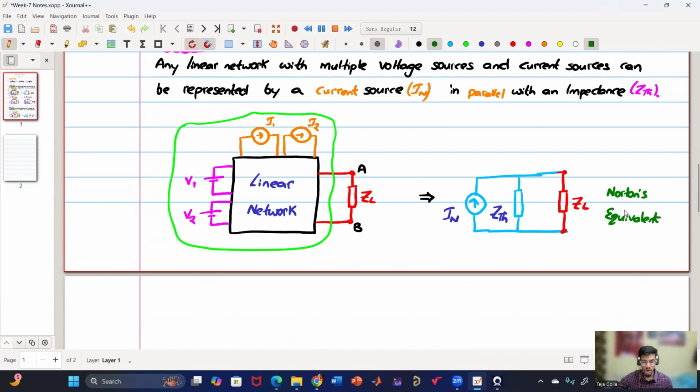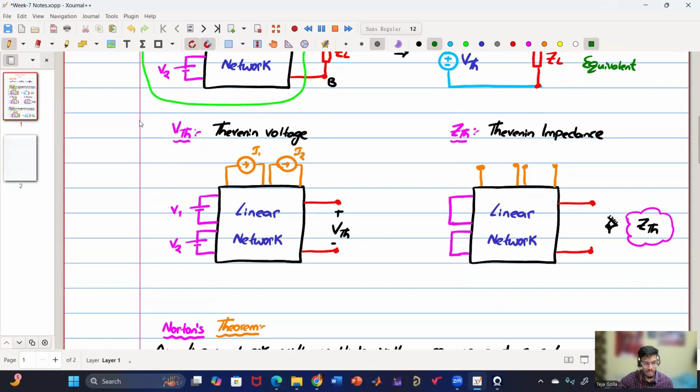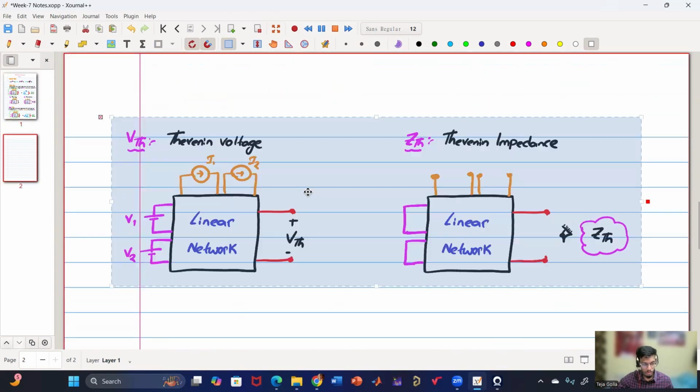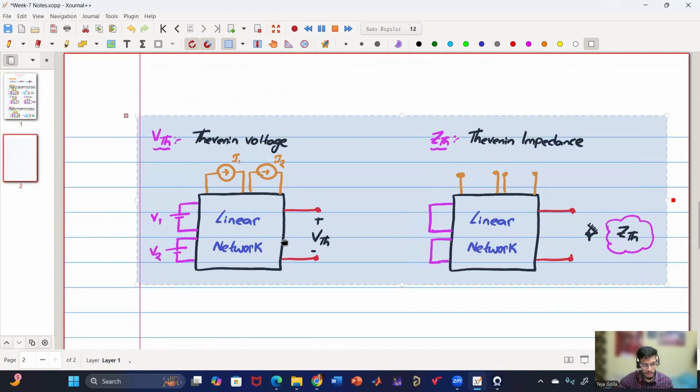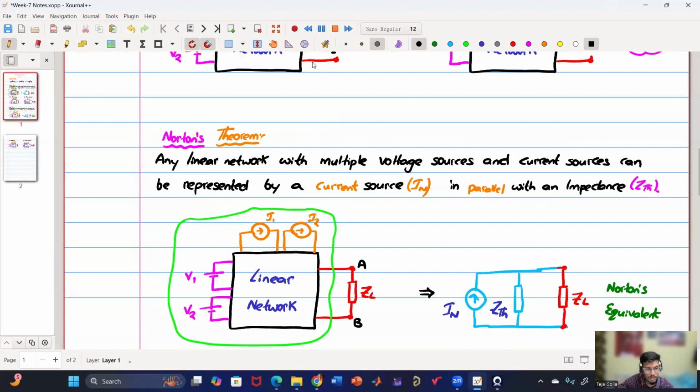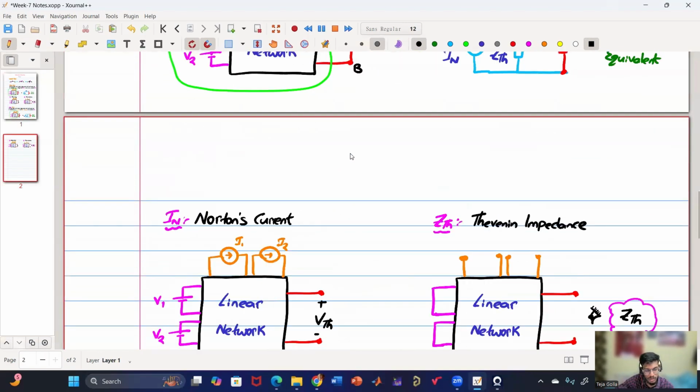Okay. So now how to find IN and how to find ZTH. IN we'll discuss, ZTH is already discussed. So let me just copy paste this thing. So instead of VTH, we have I Norton, and this is called Norton current instead of Thevenin voltage. So we have I Norton, and which is called Norton's current.